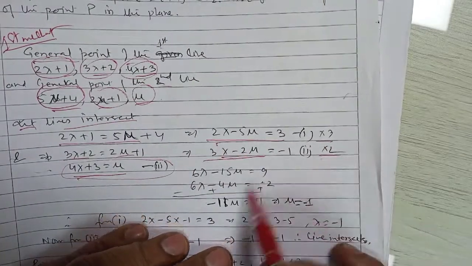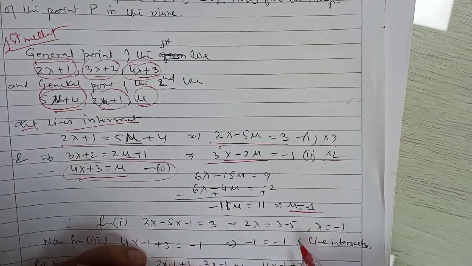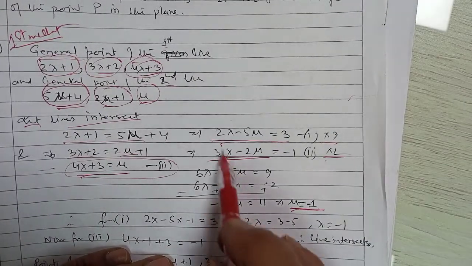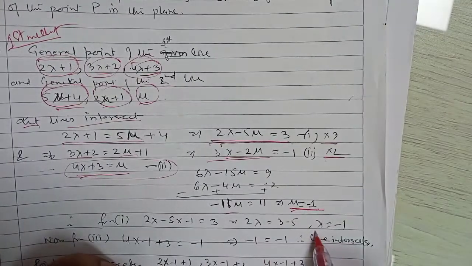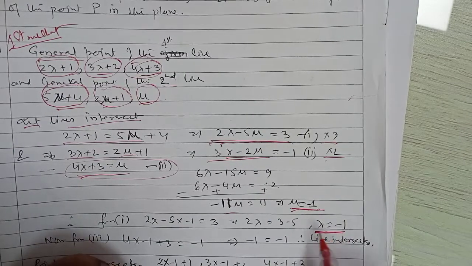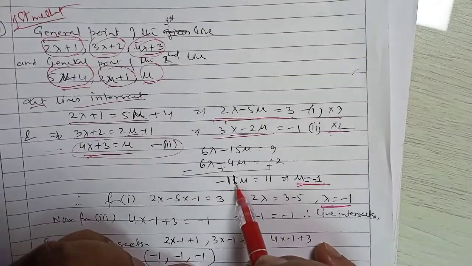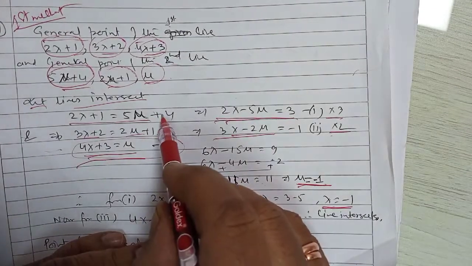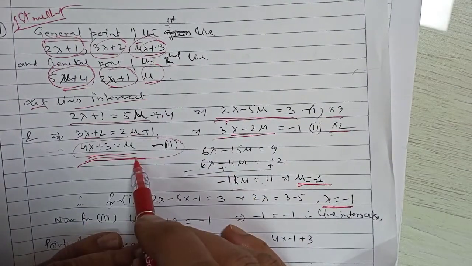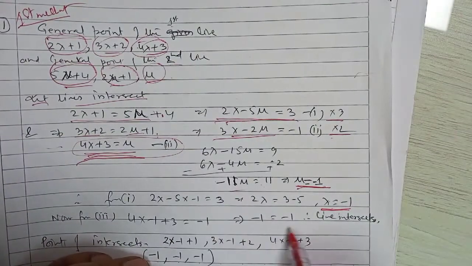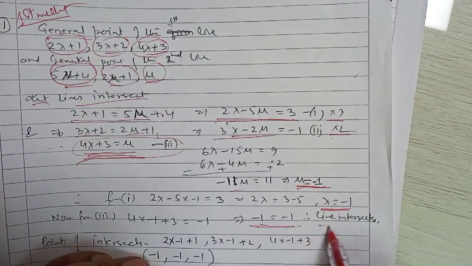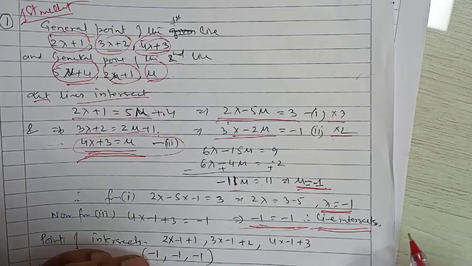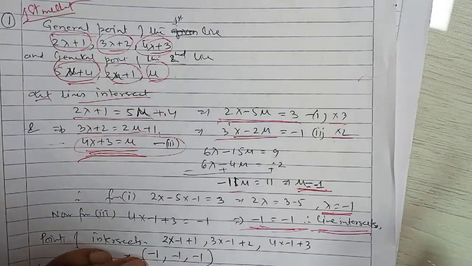I have solved the first and second. By equating coefficients, we get lambda is -1 and mu is -1. By putting the value of mu in the first equation, we get lambda also -1. Now we put the values of lambda and mu in the third equation. Both sides come equal, so it is satisfying, so the lines intersect. If not satisfying, the lines do not intersect.